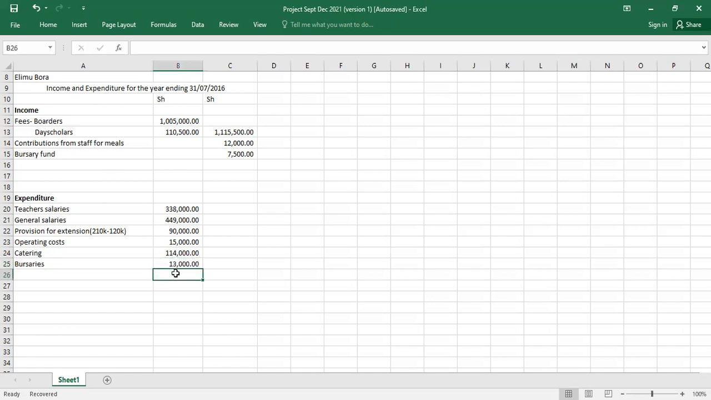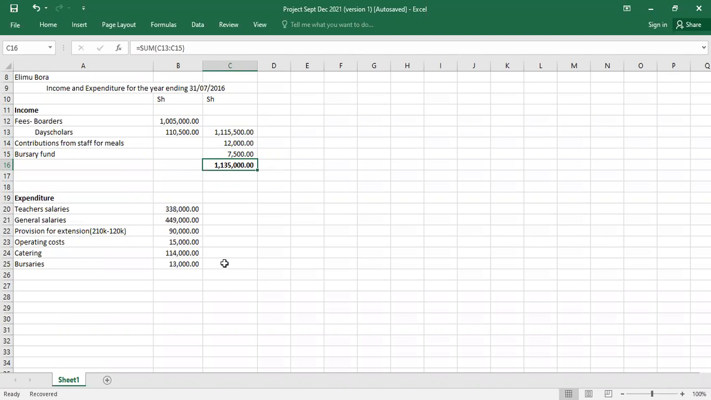Any other cost? Are you seeing any other cost? Are you able to trace any other cost? You can't see. You can get the totals. So P is equal to the sum of these three cells. So I'm getting that as my income.